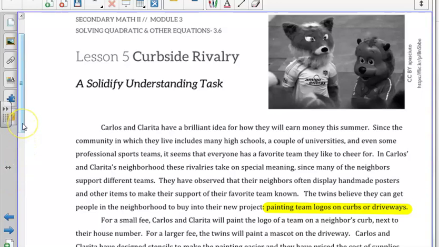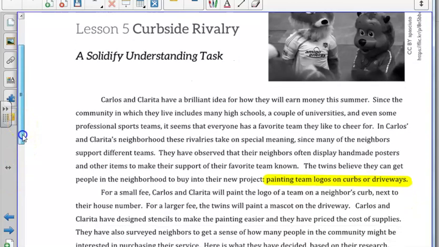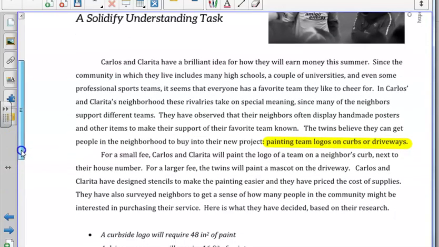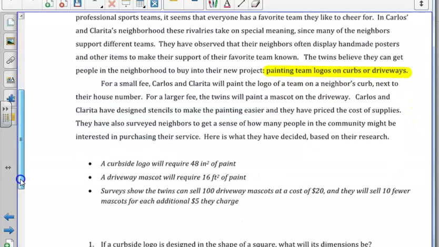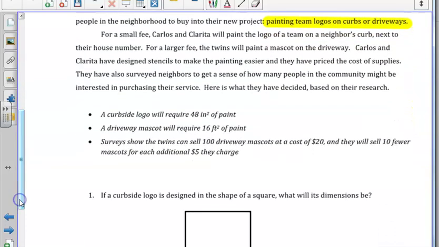In Curbside Rivalry, Carlos and Clarita want to make some money over the summer and have decided to paint team logos on curbs or driveways for others in their neighborhood. After some research, it was decided that each curbside logo will require 48 inches squared of paint. A driveway mascot will require 16 feet squared of paint.